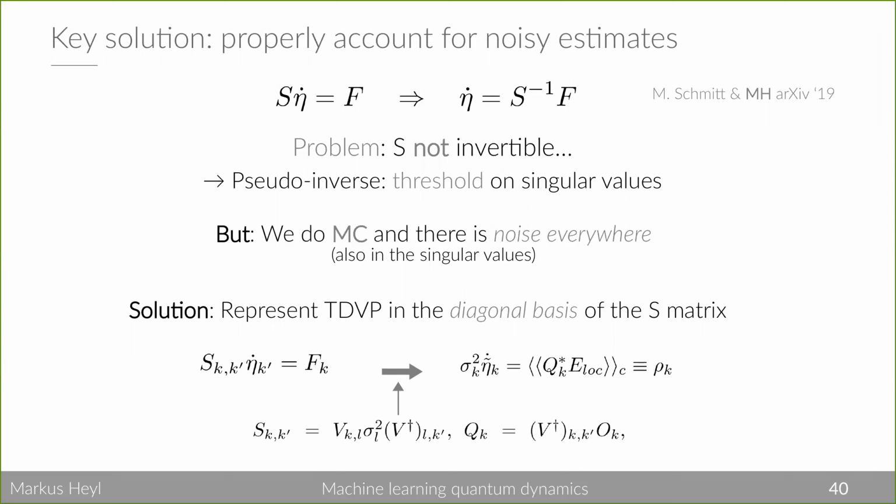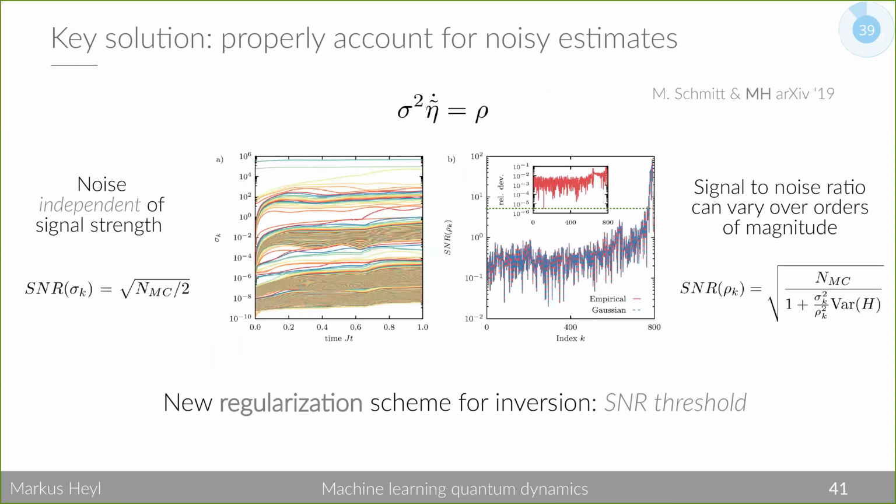What we've realized is that in order to make these neural networks work, you have to go into the diagonal basis of this matrix S. So you first diagonalize S. This gives you the eigenvalues sigma squared on the left hand side and some new forces on the right hand side, which are now called rho k instead of f k. The key insight was from Markus Schmidt, who was the key player in all that: when you study the signal to noise ratio of these individual quantities, you find that on the left hand side you don't have a problem.